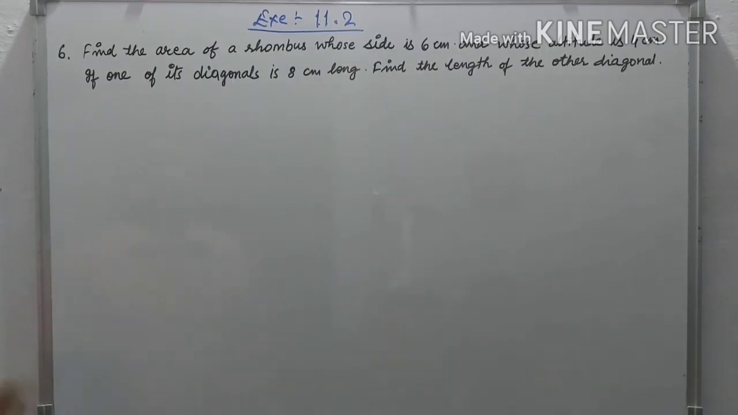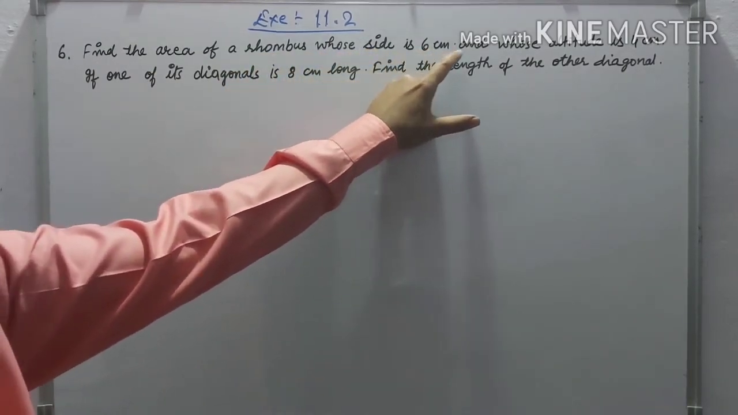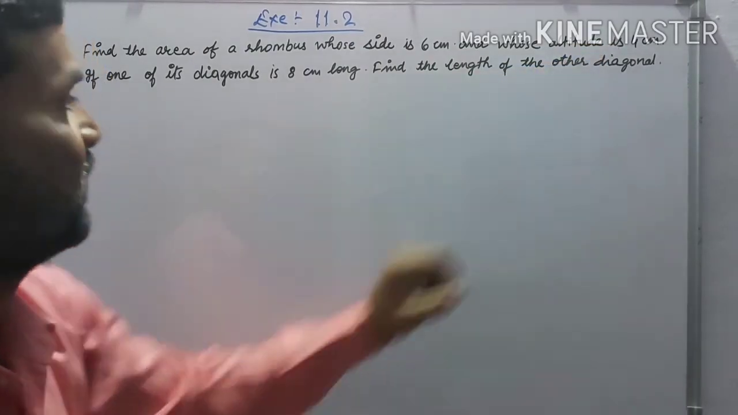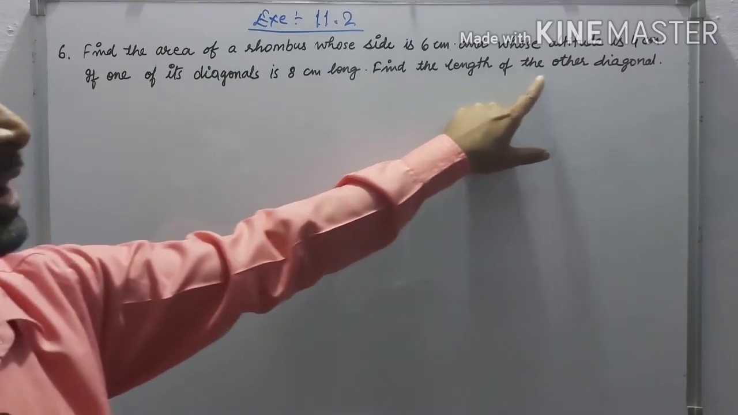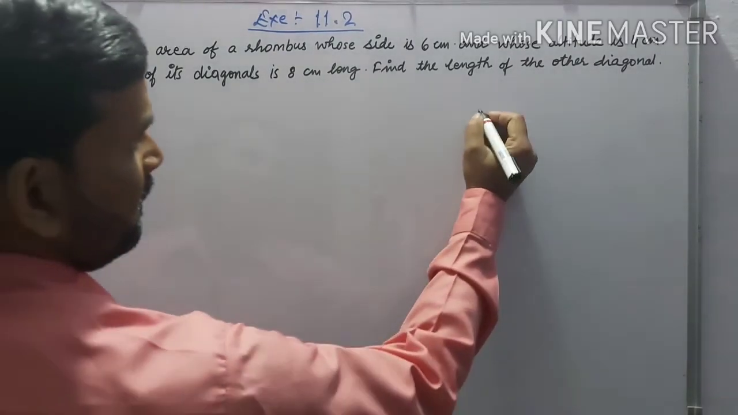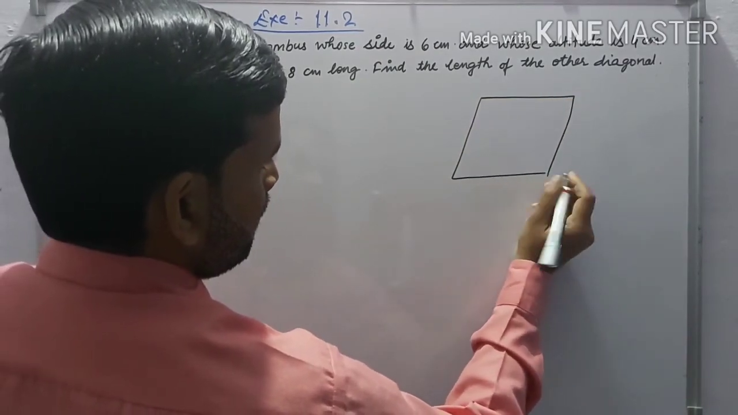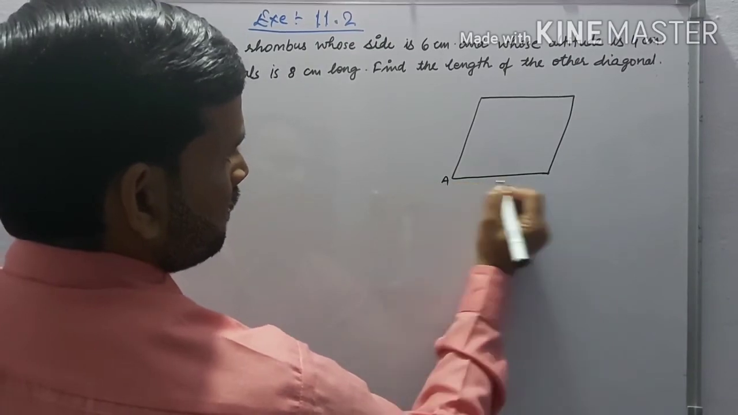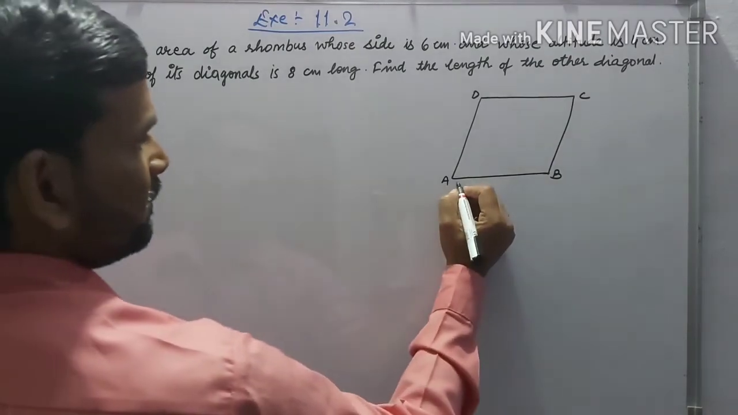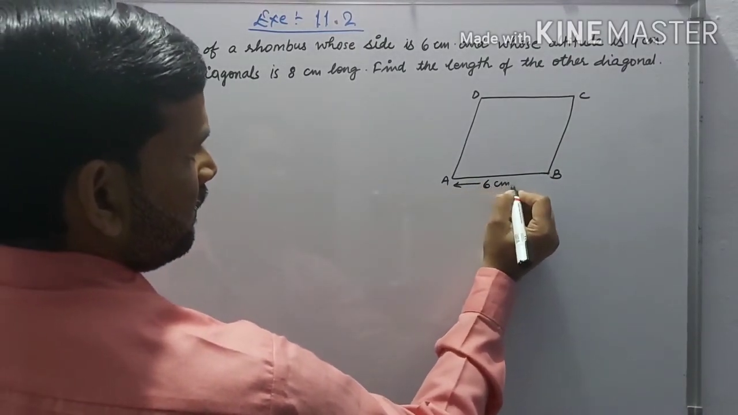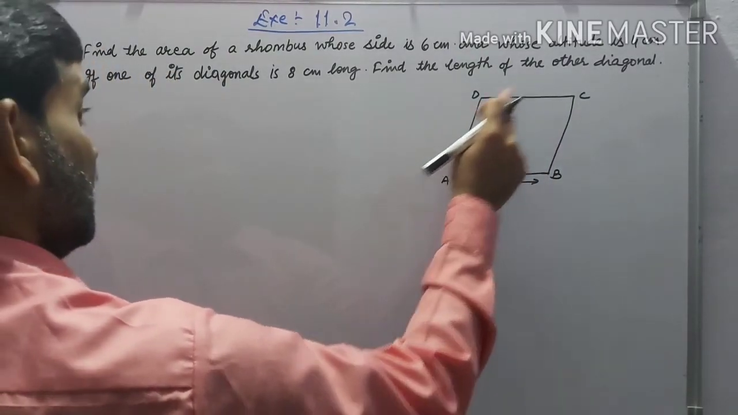Question number 6. Find the area of the rhombus whose side is 6 centimeter and whose altitude is 4 centimeter, and one of its diagonals is 8 centimeter long. Find the length of the other diagonal. Okay, now first we make a rough diagram of the rhombus. In a rhombus all sides are equal. It means the sides AB, BC, CD and DA are each 6 centimeter: this 6 centimeter and this 6 centimeter.